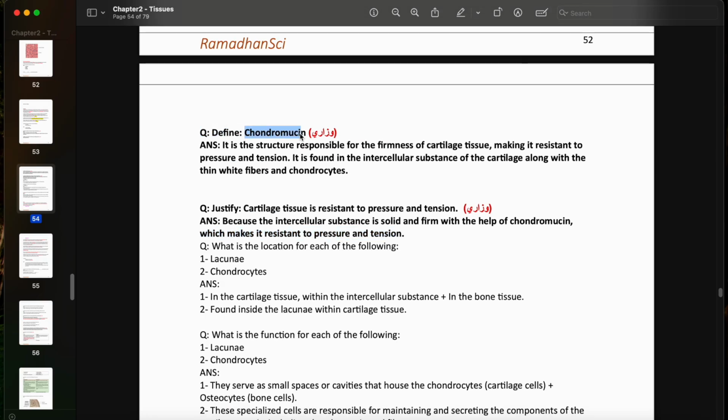And the definition of chondromucin is also like a previous question here. We're just going to say it is the structure responsible for the firmness of the cartilage tissue, making it resistant to pressure and tension. It is found in the intercellular substance of the cartilage, along with the thin white fibers and chondrocytes. Of course, the chondrocytes that are located in the lacunae.